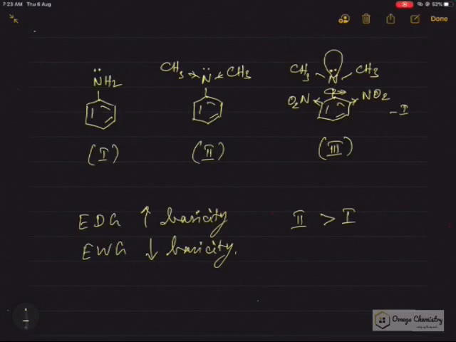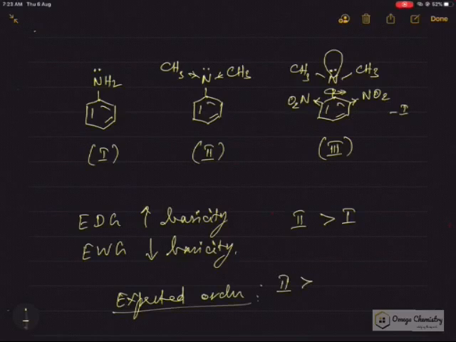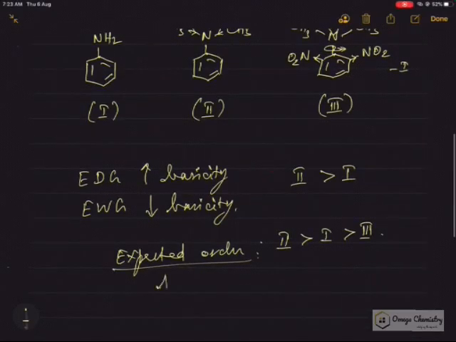So the expected order goes like this. Expected order is, we understood that second should be more basic than 1 and the least basic must be 3, but actually it is different. Actual order is 3 is more basic than 2, which is more basic than 1.